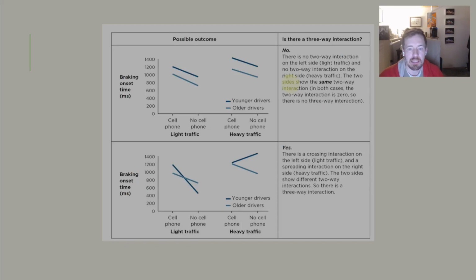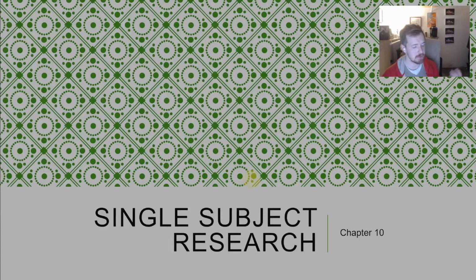So if you were to ask, is there an interaction here? We'd say no. If you were to ask, is there an interaction here? You'd say yes. How do you know? Because these lines over here are not parallel. And that's pretty much it.